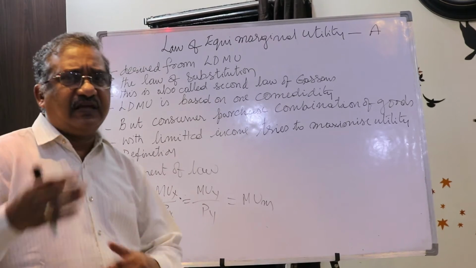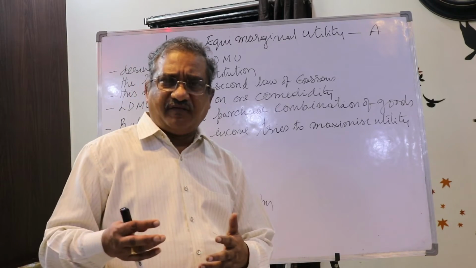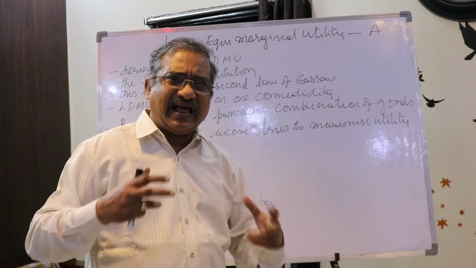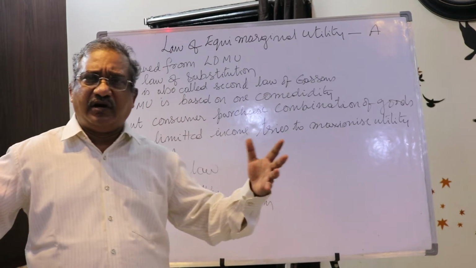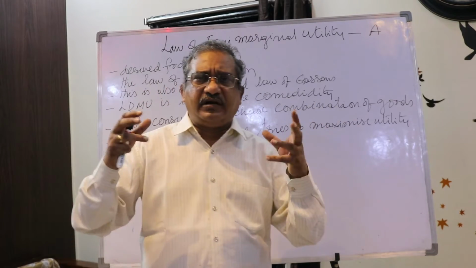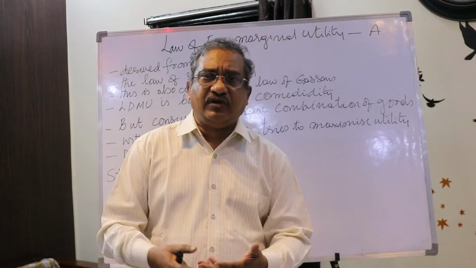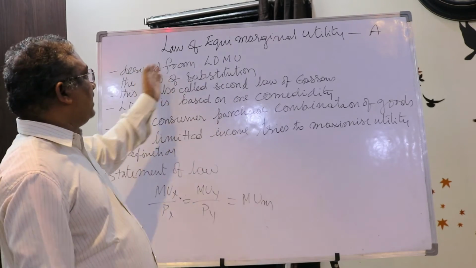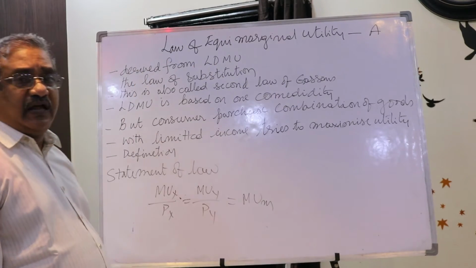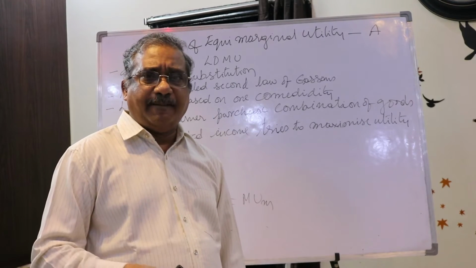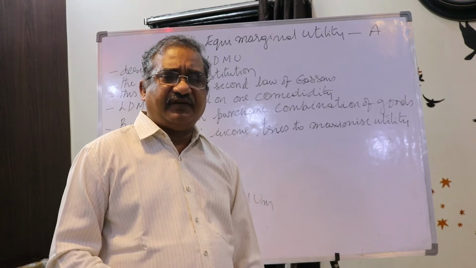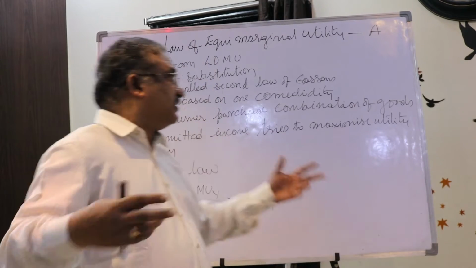But the law of equi-marginal utility is different. Why? Because a consumer cannot depend upon only one commodity. He needs a number of commodities. Only with a combination of commodities can he lead his life. So the law of equi-marginal utility explains how a consumer, having a limited amount of income, is going to satisfy his wants with that limited income.